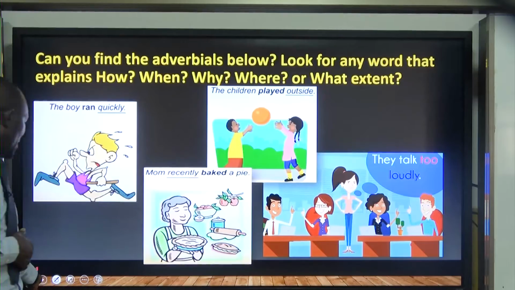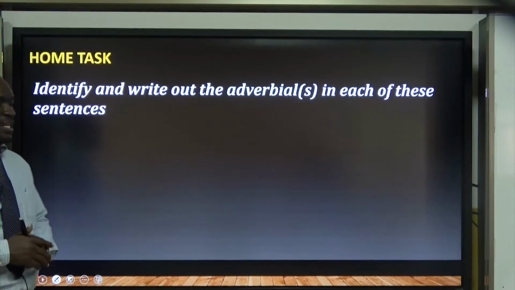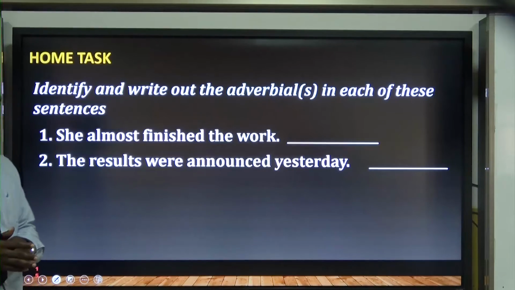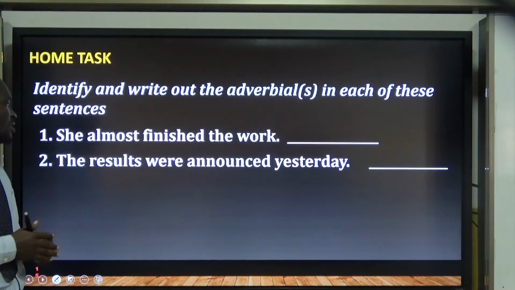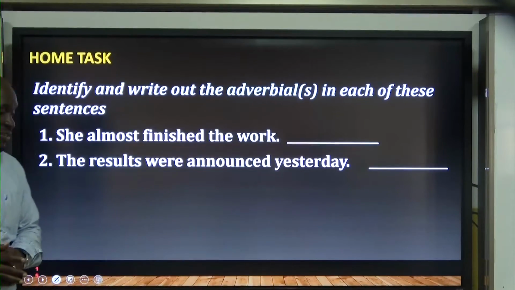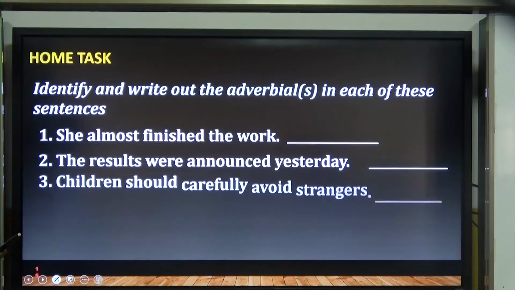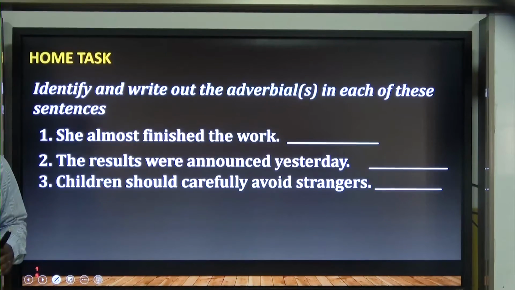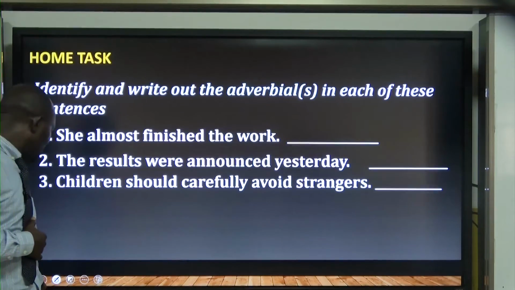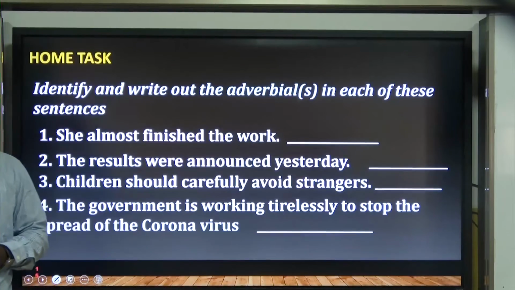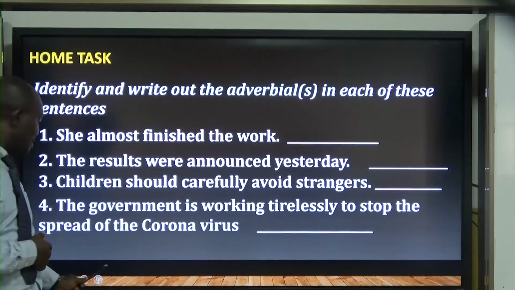Okay? And so before we round up, let us quickly take some questions. Identify and write out the adverbials in each of these sentences. One, she almost finished her work. Two, the results were announced yesterday. You can identify the adverbials. Okay, let's take a third one. Children should carefully avoid strangers. Can you identify the adverbials? Good. And then, the government is working tirelessly to stop the spread of the coronavirus. Can you identify the adverbials?